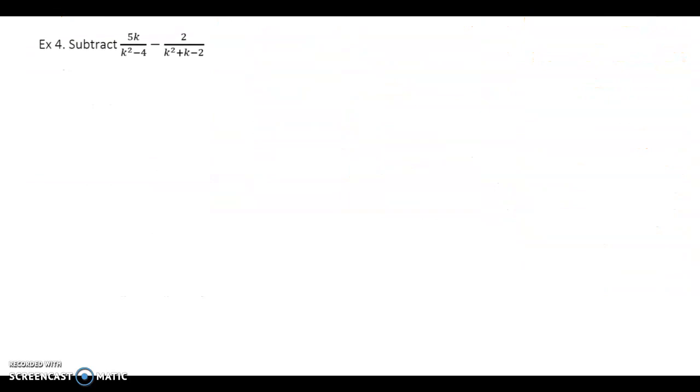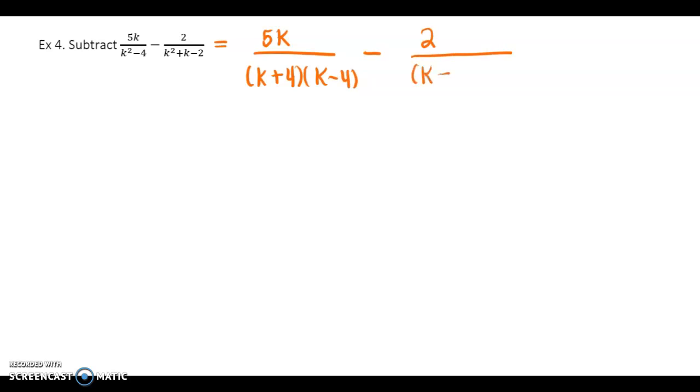Alright, next we're going to go ahead and subtract. So we have 5x over k squared minus 4, minus 2 over k squared plus k minus 2. So we're going to go ahead and factor. So this bottom factors out to k plus 4, k minus 4, minus 2 over. This bottom factors out to k plus 2, k minus 1.